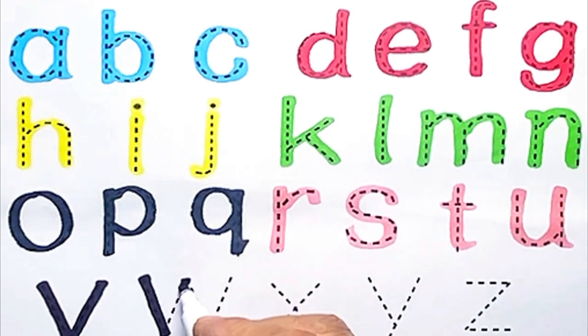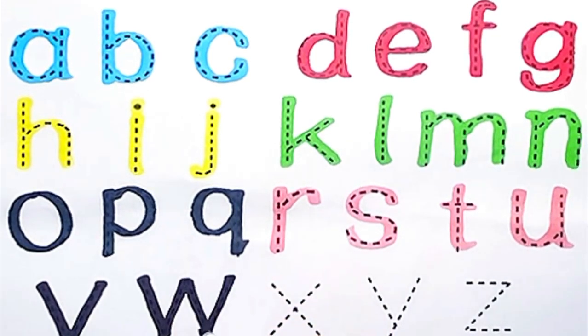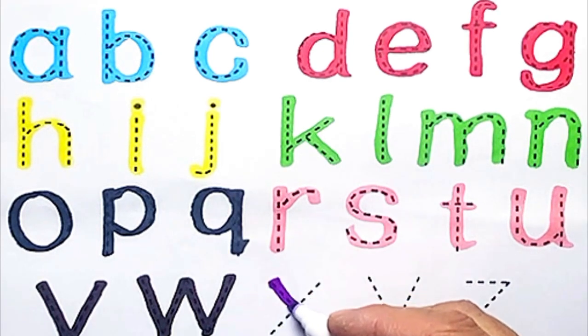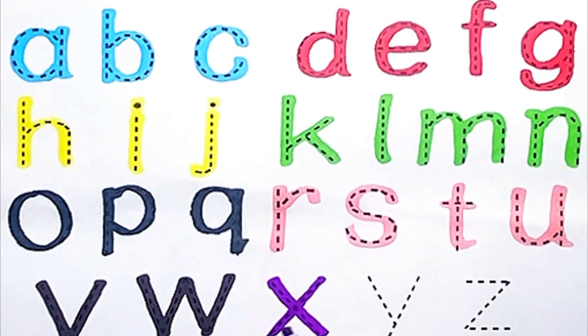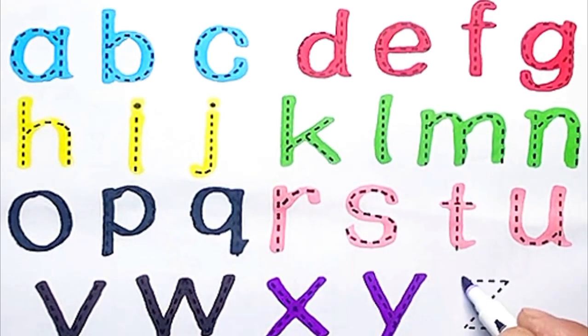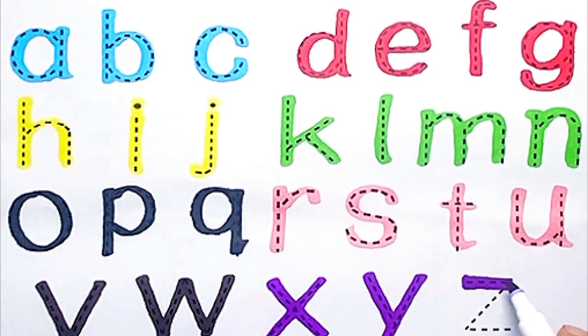V. V for violin. W. W for watch. Purple color. X. X for xylophone. Y for yak. Z. Z for zebra.